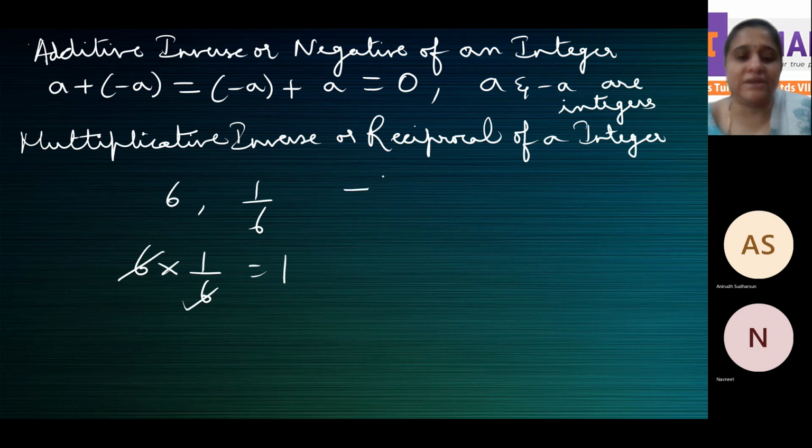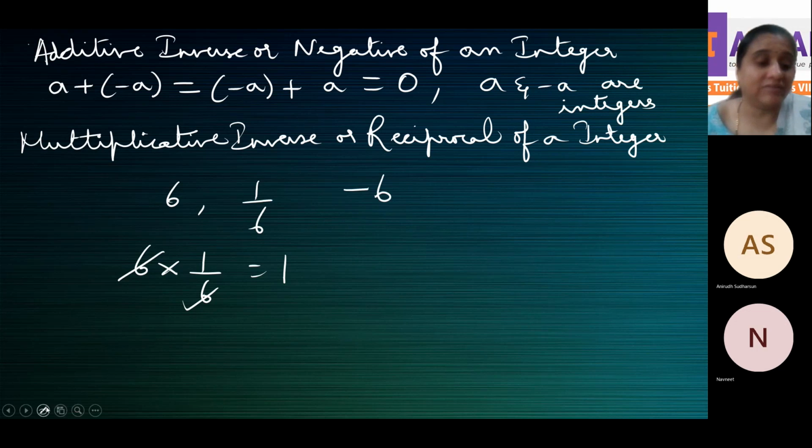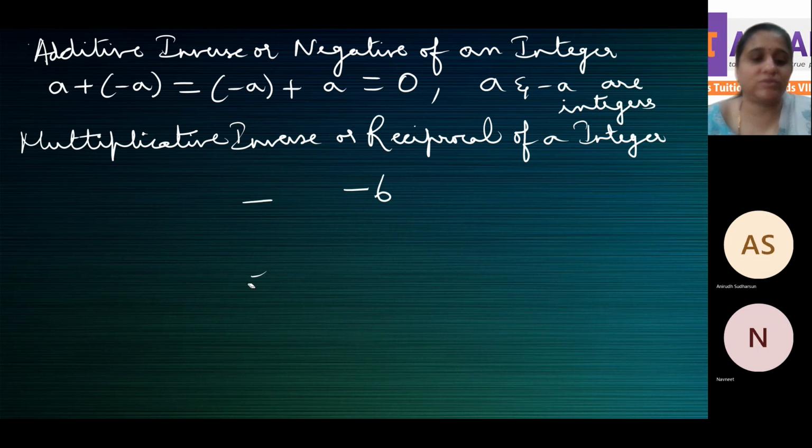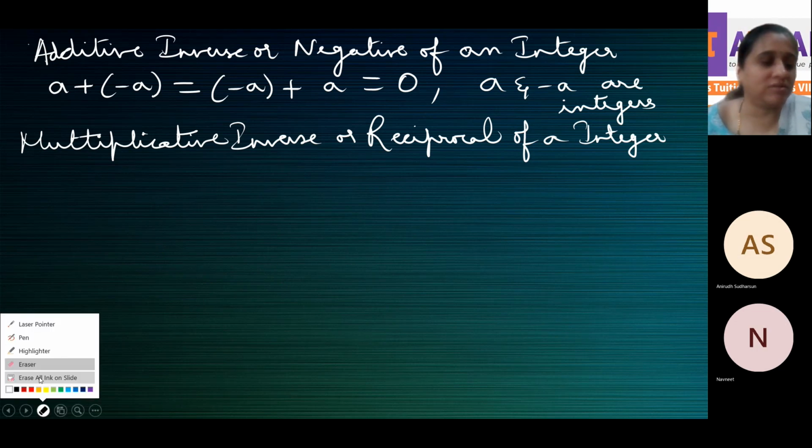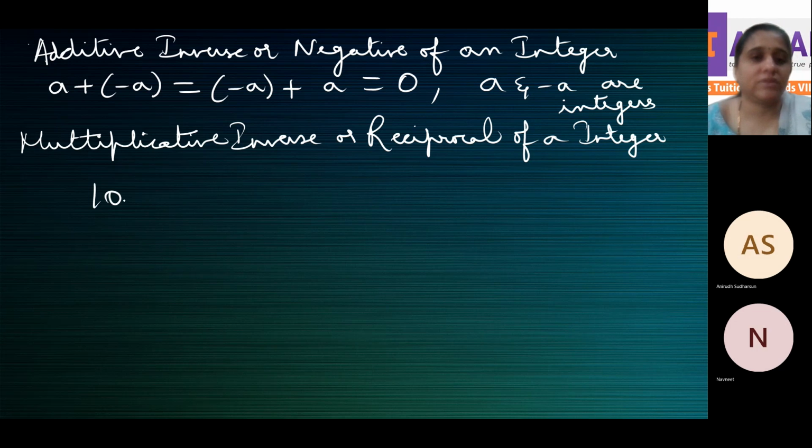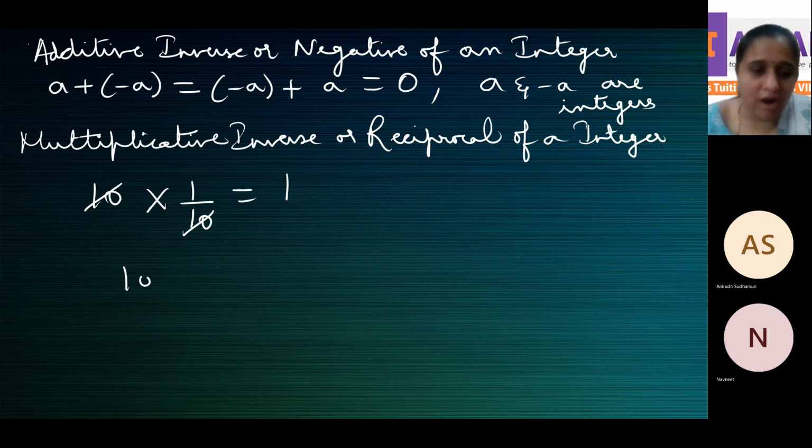Now, what is the multiplicative inverse or reciprocal of an integer? I'll come to negative integers later. Let me finish with the positive integers first. When you take the positive integer 10, its reciprocal, or its multiplicative inverse, is 1 by 10, because 10 into 1 by 10 is 1. See, 10 and 10 cancel. The product is 1, not 0.